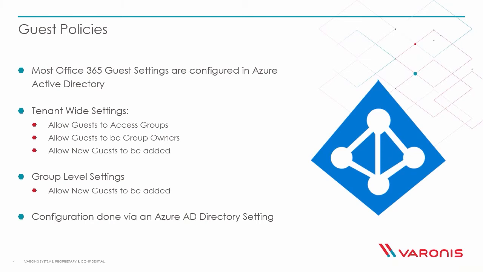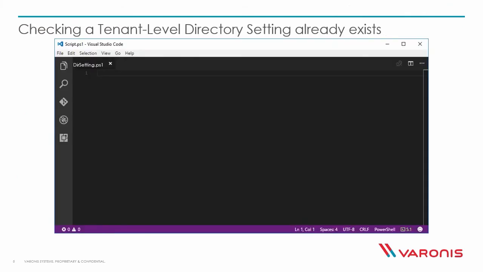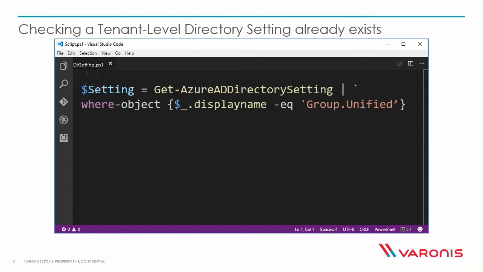So let's start to look at the PowerShell, first of all looking at the tenant level directory settings. The first thing we need to do is to check if a setting already exists. Because we're only supposed to have one Azure AD directory setting for groups per tenant, what we'll do is a Get-AzureADDirectorySetting where the display name is Group.Unified and then take a look at the values. If you see the values returned, that means there's already an existing setting there. If not, that means you need to create a new one.